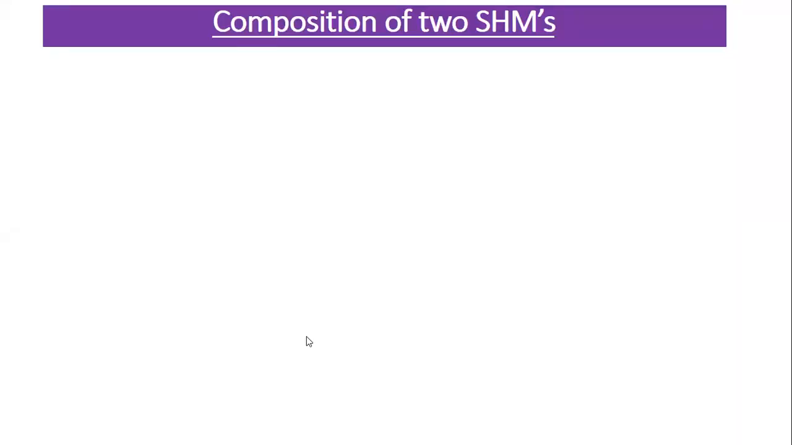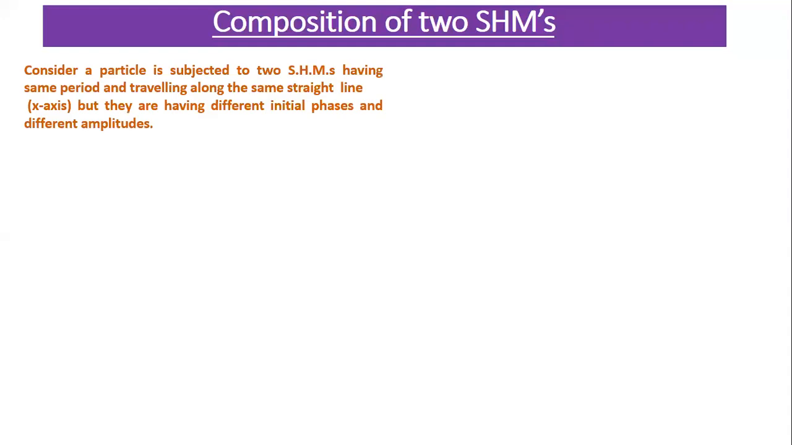In this lecture, we start the composition of SHM. So let me consider two SHM having the same period, traveling in the same straight line, but having different initial phases and different amplitudes. Then we write the two equations here.